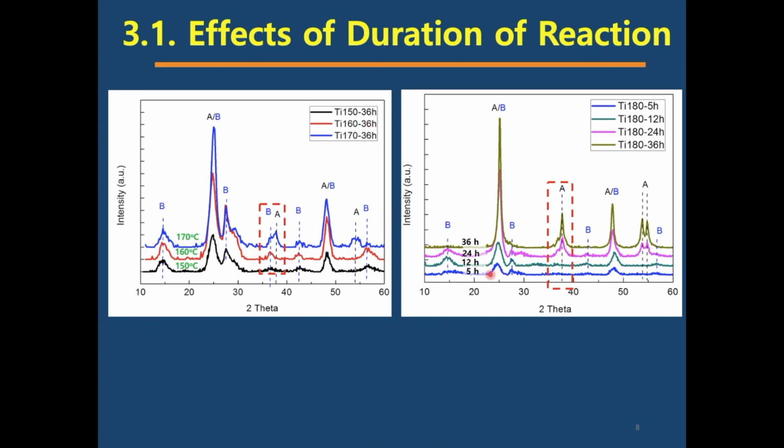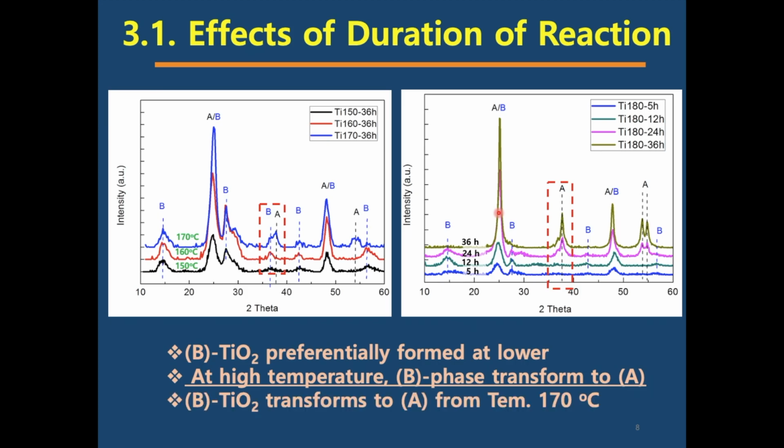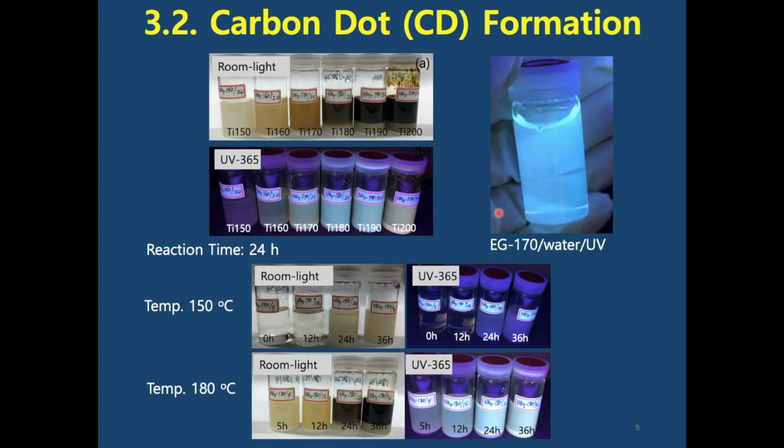However, at high temperatures, we can see that at 512, the pure B phase was observed, but from 24 hours, the anatase phase increased significantly, especially at 36 hours, only anatase phase appeared. So from this result, we can conclude that B phase preferentially forms at lower temperatures. In our experiment, B phase starts transforming to anatase at temperature 170.